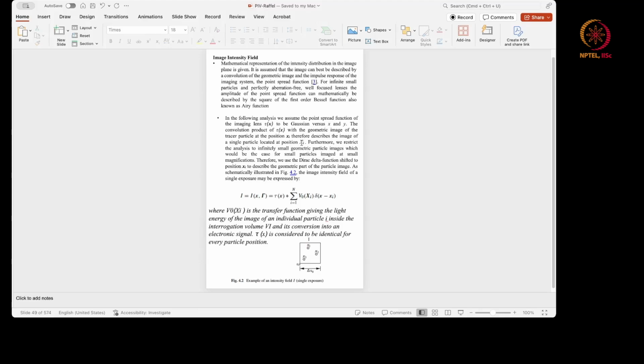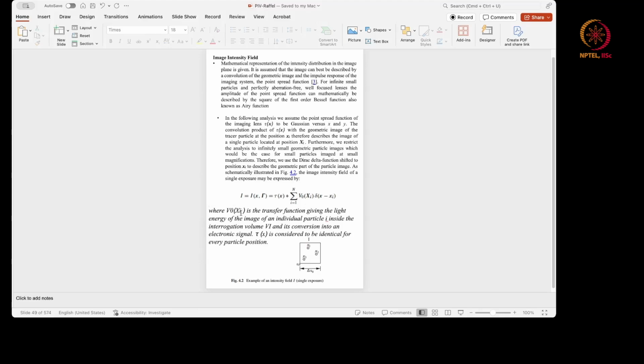All right. So if you look at the schematic shown over here, this is an example of an intensity field with small xi. So therefore, we use the Dirac delta function shifted to small xi to describe the geometric part. So the image intensity field becomes I, which is a function of x comma y, equal to the point spread function, which is tau x, multiplied by this term where delta is nothing but the Dirac delta function, which is shifted to the position of xi.